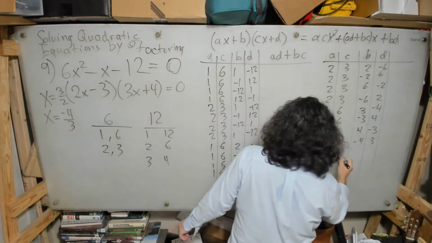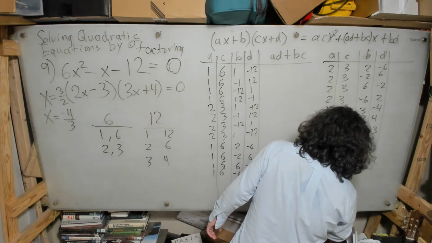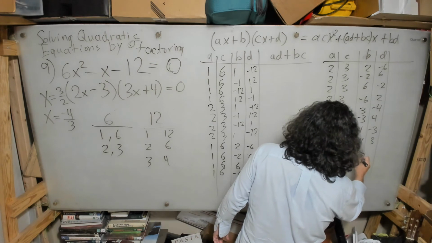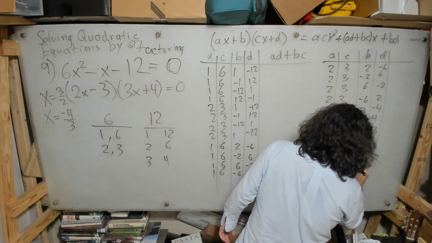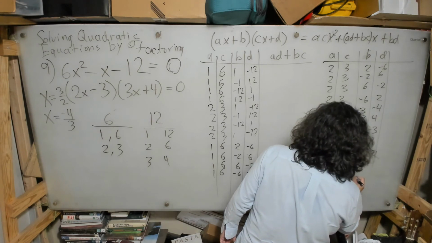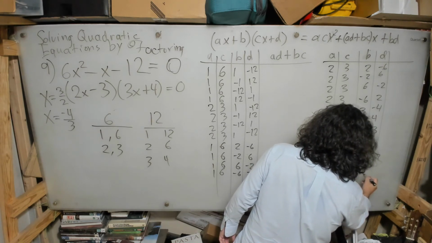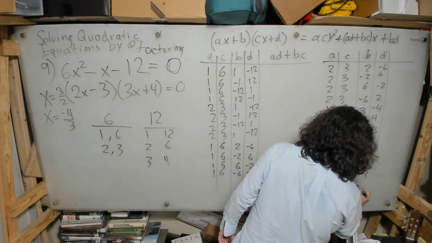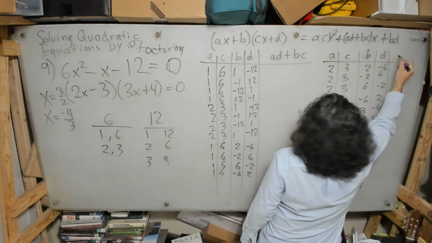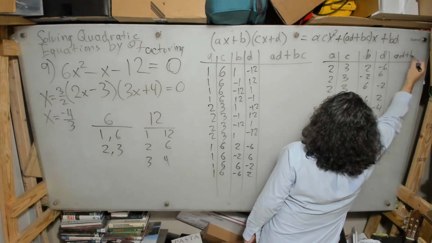So it'll be 2, 3, 2, 3, 2, 3, 2, 3, and then 3, negative 4; negative 3, 4; 4, negative 3; and negative 4, 3. And then here in this column it'll be the ad plus bc.